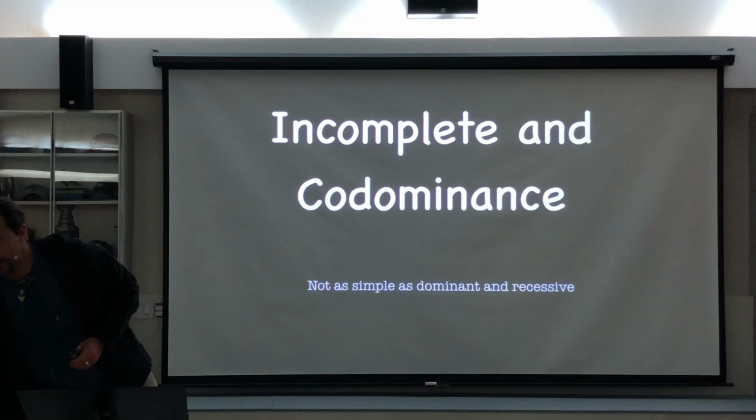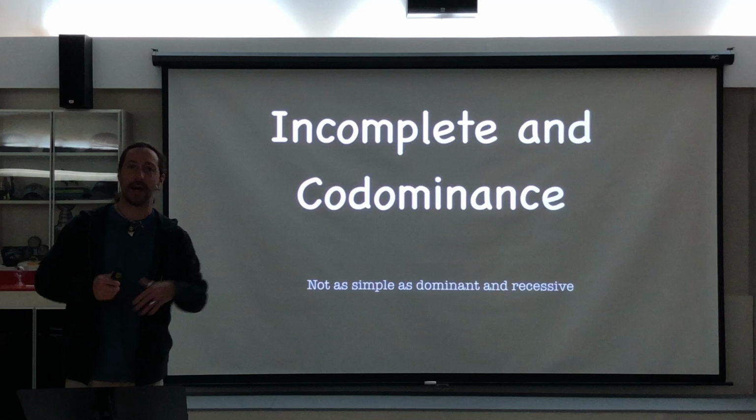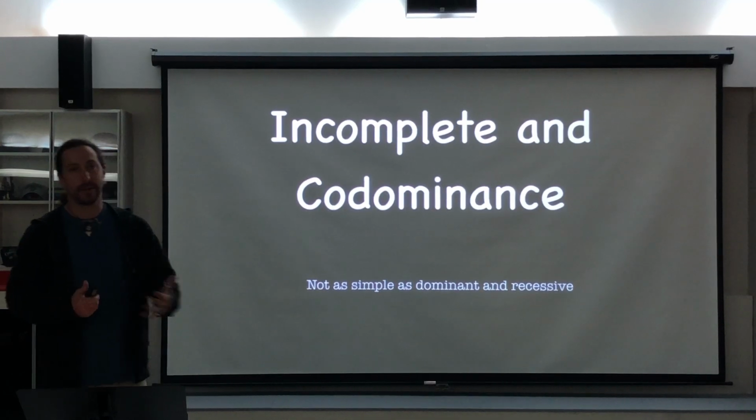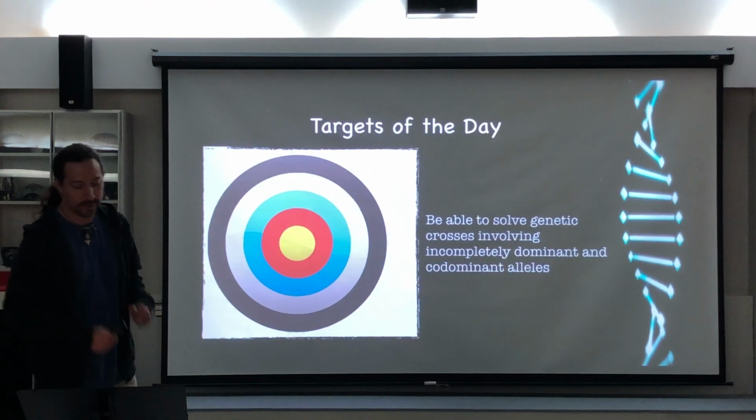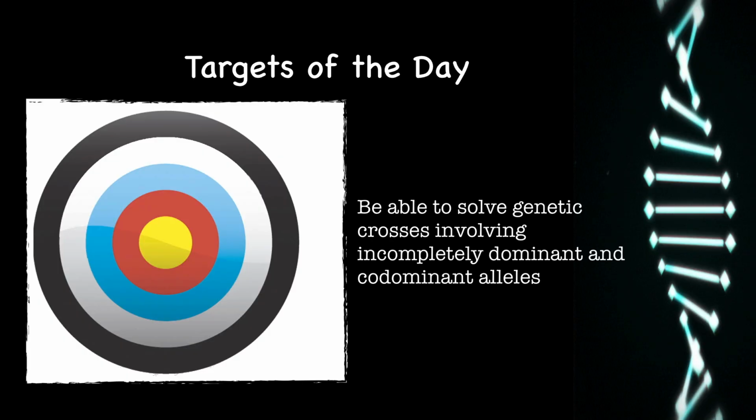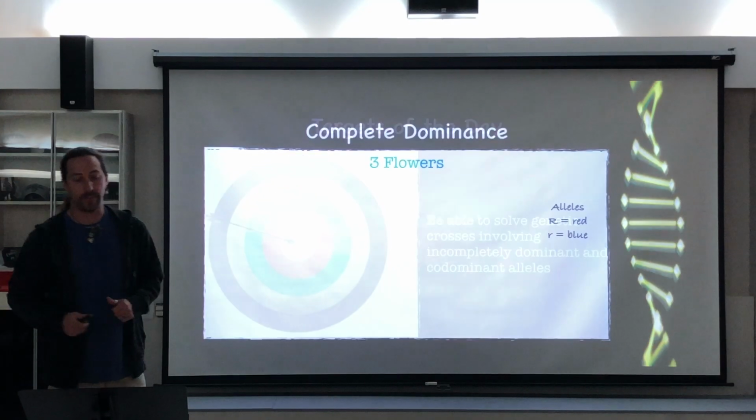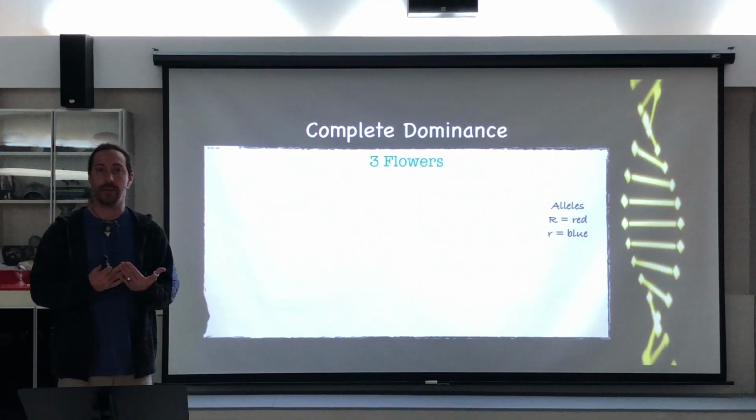Today we're going to be talking about incomplete and codominance. So let us begin. Starting off, our target for the day is really simple. We're going to be looking at crosses that involve incomplete and codominant alleles, and the goal is that you just understand what is going on in that inheritance. So let's look at a little bit of review.